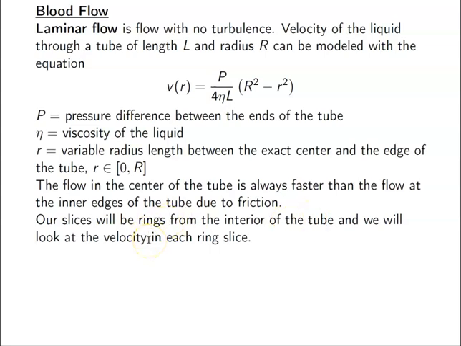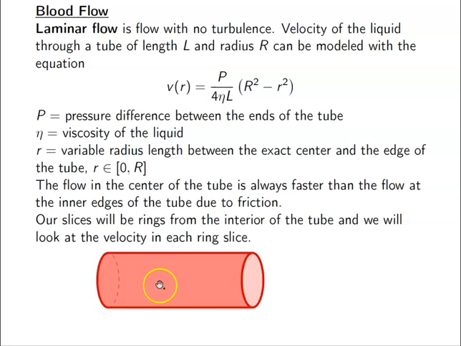So when we're looking at an integral, we're looking at the slice of the pipe and we're integrating across that face of the pipe. Our slices are going to be rings from the interior of the tube towards the outside, and we'll look at the velocity inside of each slice, right? So here is our tube. This is one end, this is the other end. It has the length of L, or at least this section that we're looking at has the length of L. When we look at a slice, it'll have a thickness of delta r. So a slice of a ring.